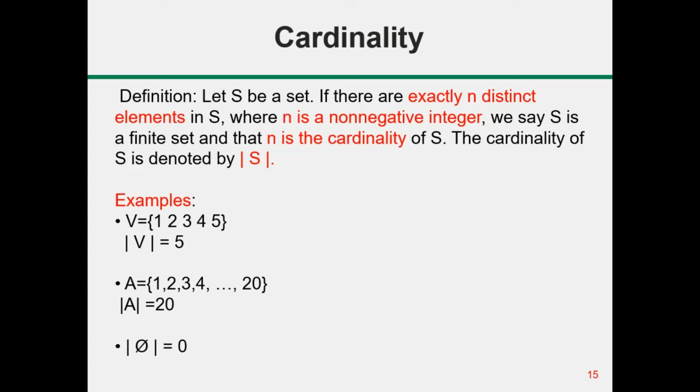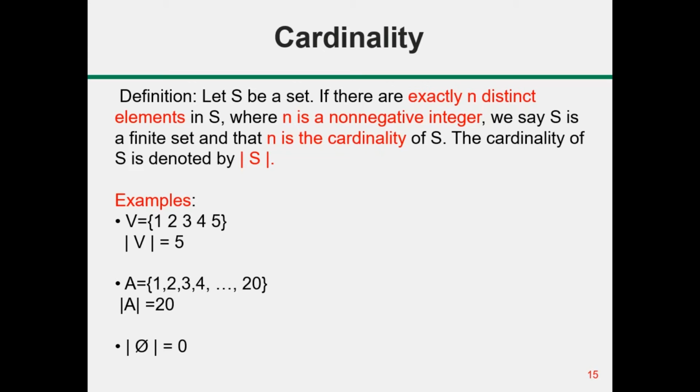So what is cardinality? This is another interesting thing. Let S be a set. If there are exactly n distinct elements in S, where n is a non-negative integer, we say S is a finite set, and that n is the cardinality of S. The cardinality of S is denoted by |S|. So basically it denotes the number of elements in a set. For example, V equals {1, 2, 3, 4, 5}. If you see |V|, the number of elements in this set is 5.